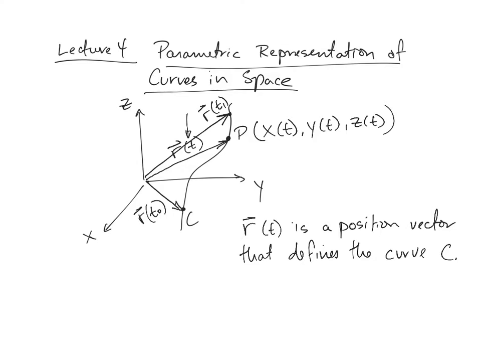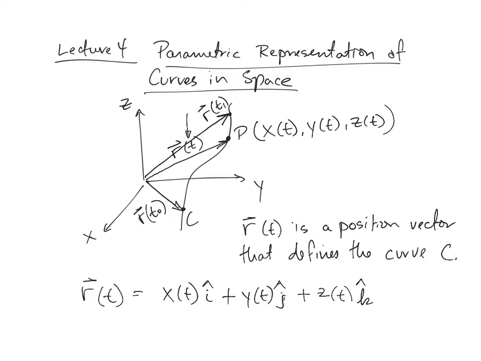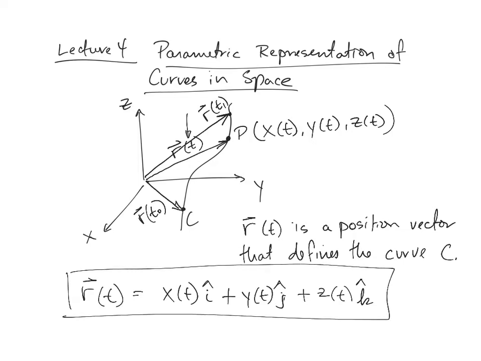So it is a vector. We can break it up and say, well, it has an x component that is a function of t, times i hat. It's got a y component that is a function of t, times j hat. And it's got a z component that is a function of t, times k hat. i hat, j hat, k hat are unit vectors for the x, y, and z directions. So that's our position vector. That's what we're going to use to define any curve in space. And we've already done that for straight lines.